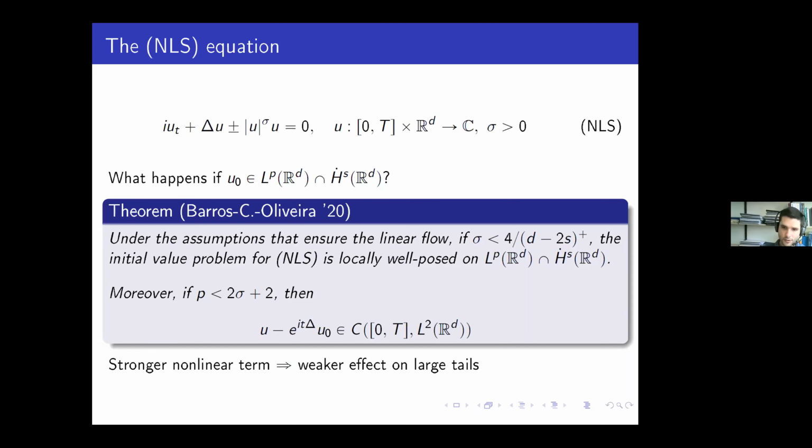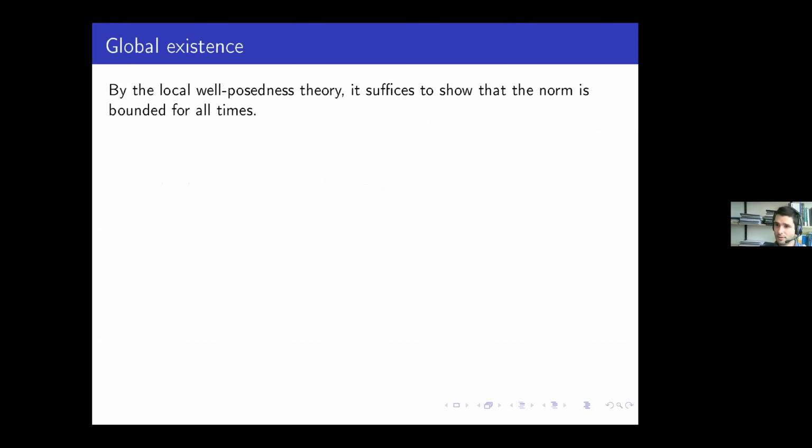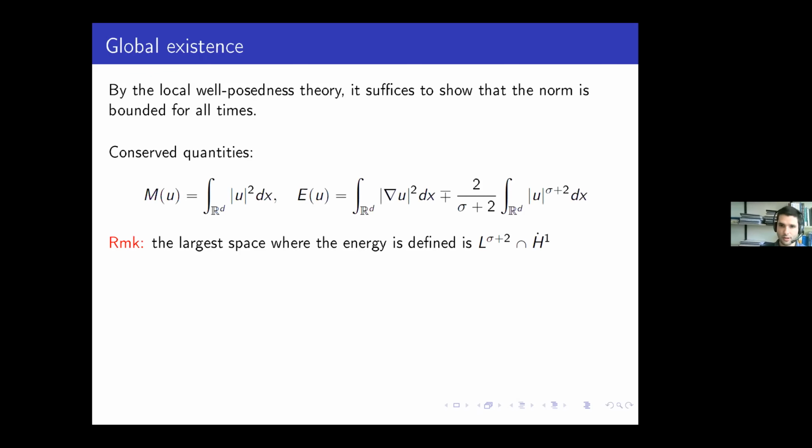So this gives you the solution locally, and now usually the problem is to understand if you can define the solution for all times. It's a classical argument. You just need to prove that the norms are bounded for any positive time. And to do that, you usually need some more information, usually given by some evolution law, some quantity which is preserved by the flow, or for which you know exactly the evolution. For the Schrodinger equation, there are two classical ones. You have the mass, which is the L2 norm, and you have the energy, which is these two terms.